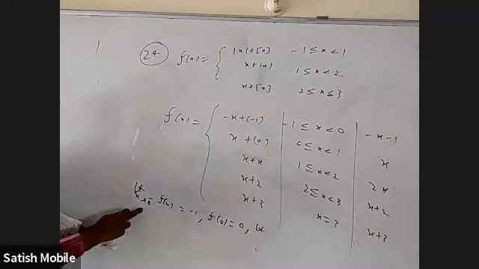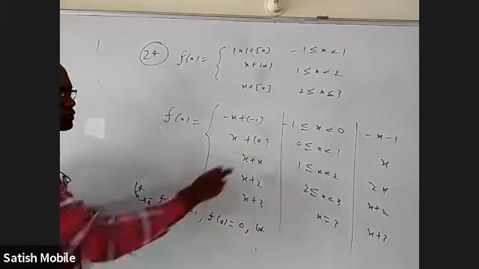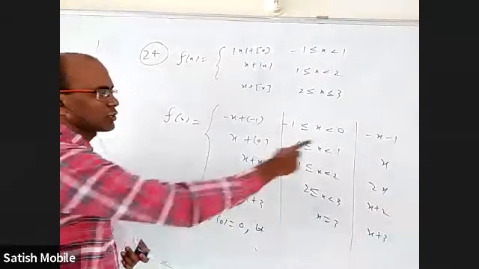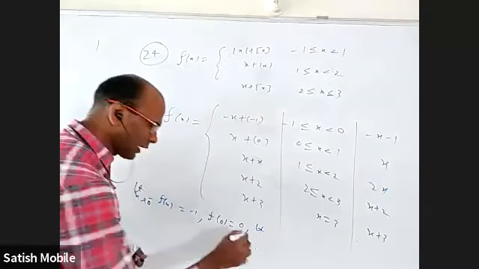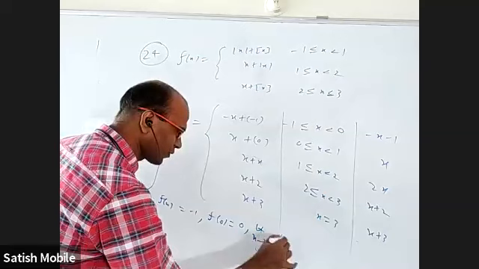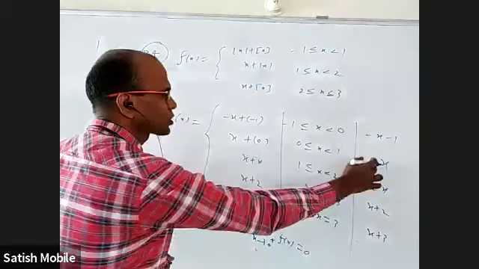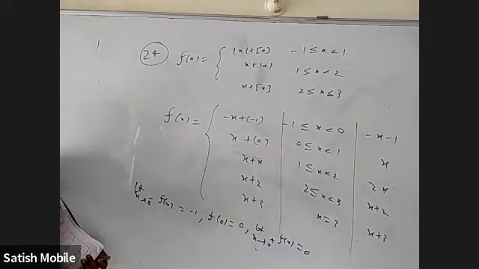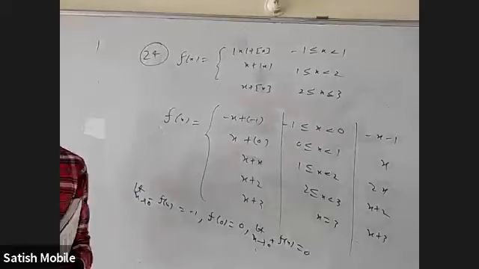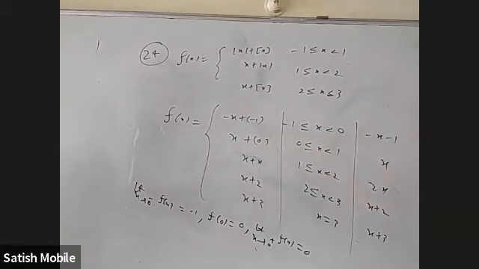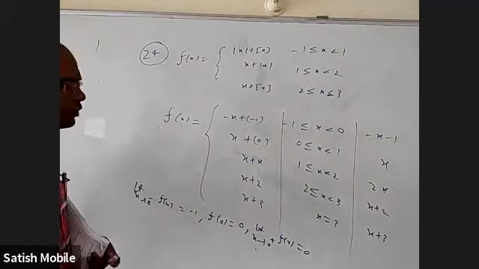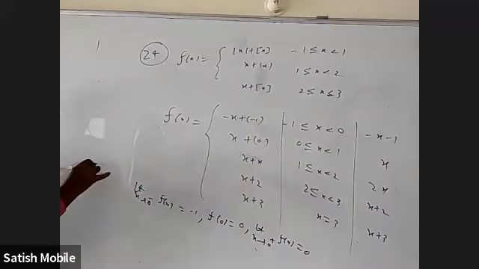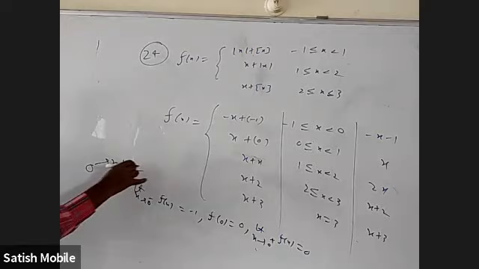Okay. The limit as x tends to 0 minus of f of x is minus 1 based on this. f of 0 is 0 based on this. And the limit as x tends to 0 plus of f of x is also 0 based on this. So it may be right continuous, but it is not left continuous, so it is not continuous. Okay, at 0 it is not continuous.